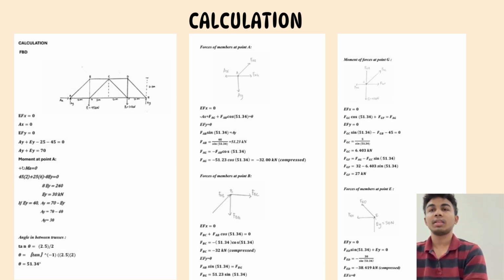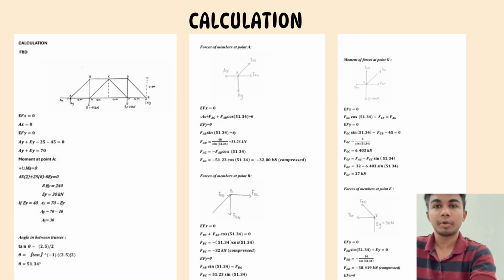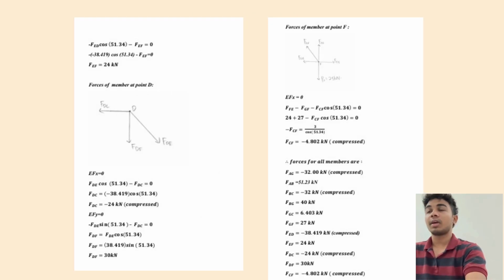Then at point E, there are 3 forces acting, which are Ey, EF, and FED. The Ey is there because it's a roller, so there's a force always acting perpendicular to the surface. So this is Ey. As you can see from just now, we get Ey equal to 40 there. So we just plug in the equation here, then the value here, and then I get negative 32.419 in compression. That's all for point and member E. So for FEF, I get 24 kilonewton.